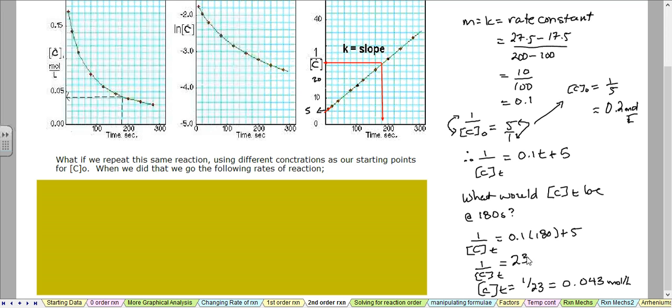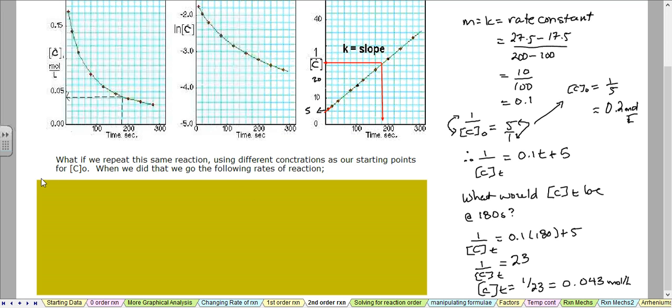So I plug everything in, and just simple math, and I get my 1 over concentration at that time, or the inverse of concentration, is equal to 23. In order to figure out what that concentration is in real life, I would find the inverse of 23, which would be 1 divided by 23. So in the real world, that concentration would be 0.043 moles per liter. Now if I take a look at 23 right here, and I look at 180 seconds, it looks like we're pretty much bang on right there.